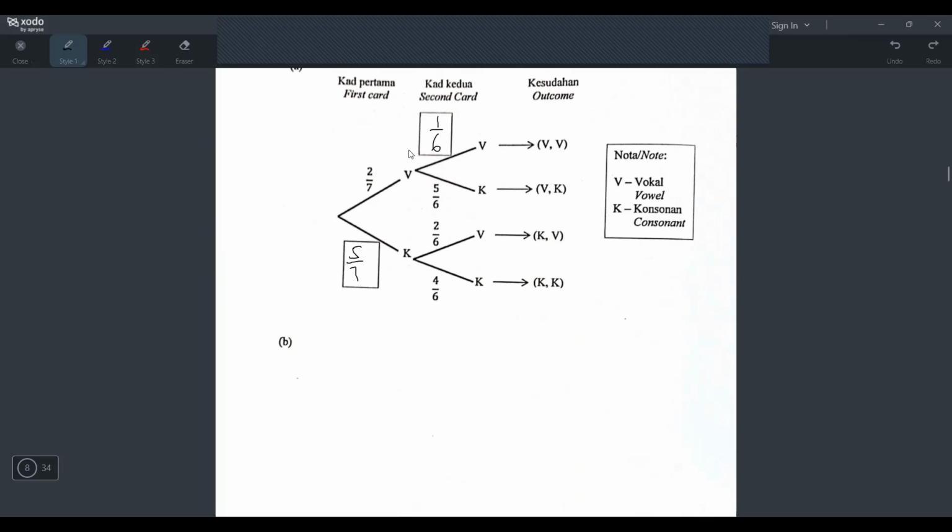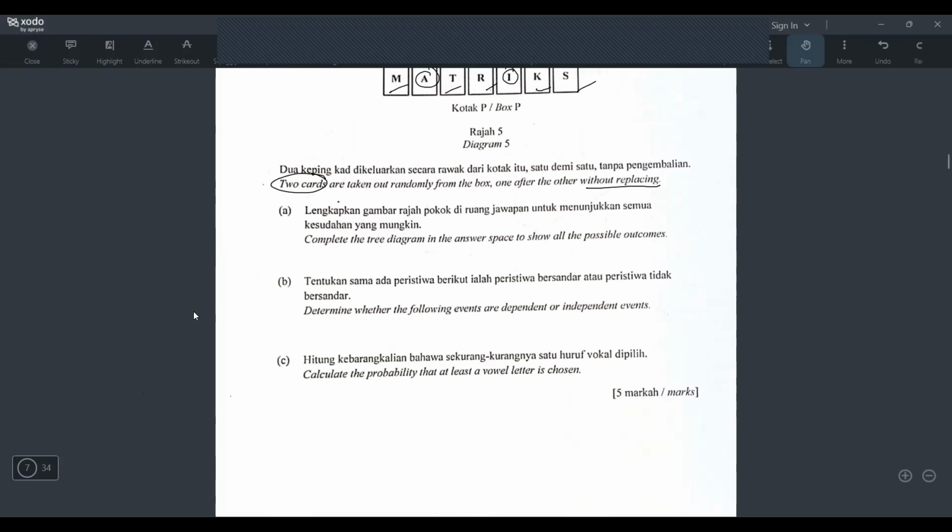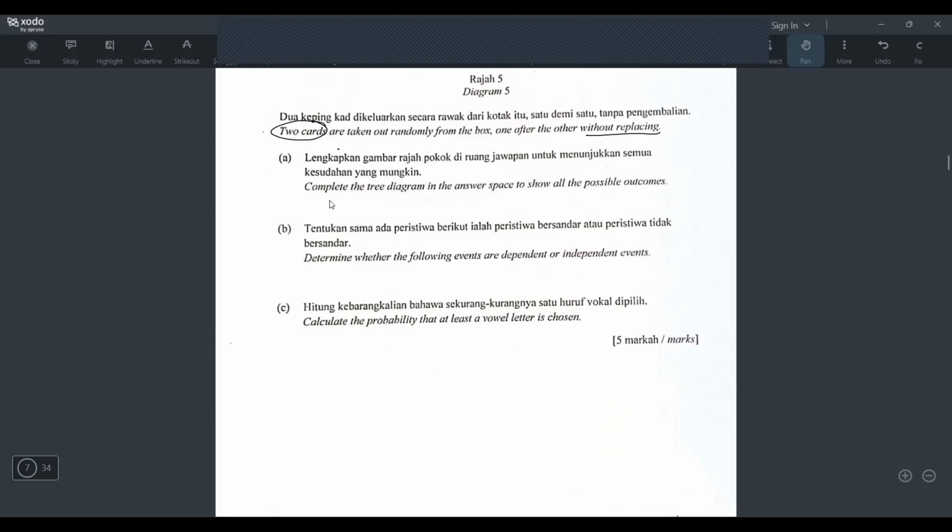So when I take the second card, how many total are left? 6, right? Because one card has come out. But then how many vowels are left inside the box? Only 1, because just now in the first selection I got a vowel already. That's why it's just 1/6, and then the rest is 5/6. This one is 5/6, and this one is 2/6, 4. So they already write it for us. So that's how you get 2 marks, I think. They never say how many marks, but that's part A.